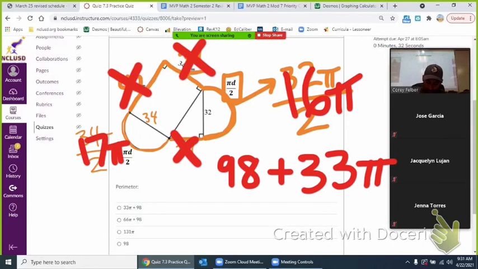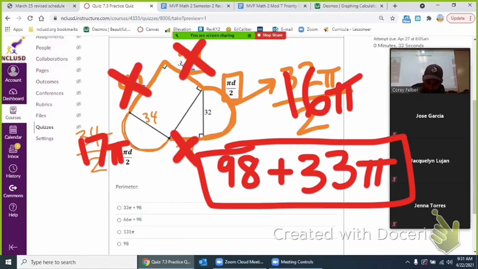And so think about if you did 98 plus 33x, we can't combine those, right? They're not like terms. One of them has an x, one of them doesn't. Same thing works with numbers and pies. The numbers, you add all the numbers up, that gives you 98. You add all the pies up, that gives you 33. And then you put those two things together. And so it should be this one here.